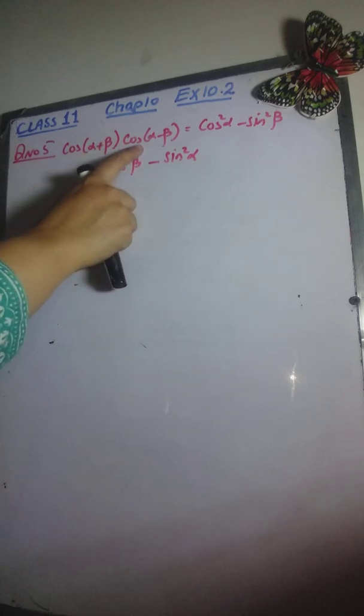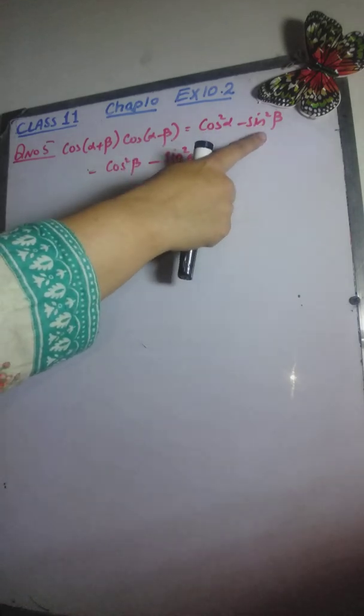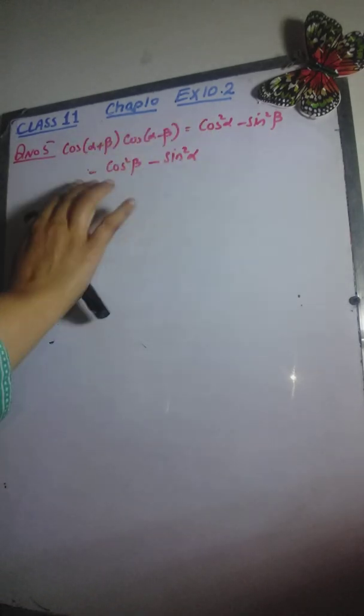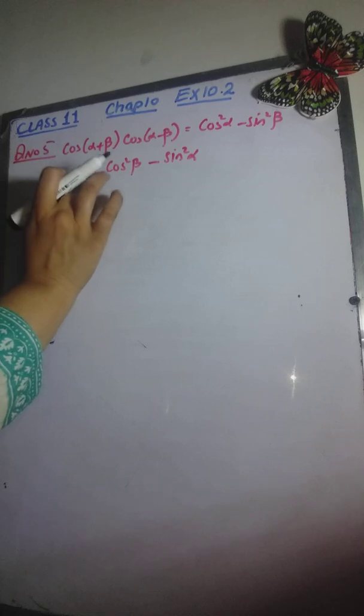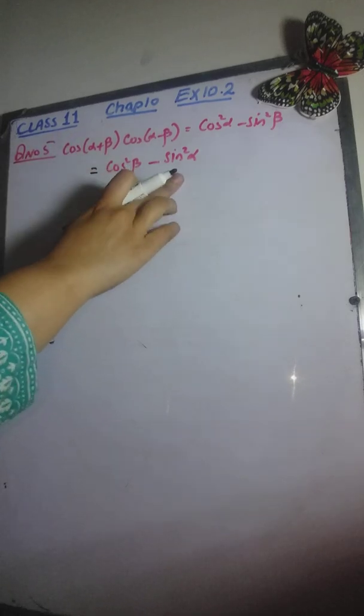Now the next question is question number 5. In this we have to prove that cos of alpha plus beta cos of alpha minus beta is equal to cos square alpha minus sin square beta, and also this expression is equal to cos square beta minus sin square alpha.